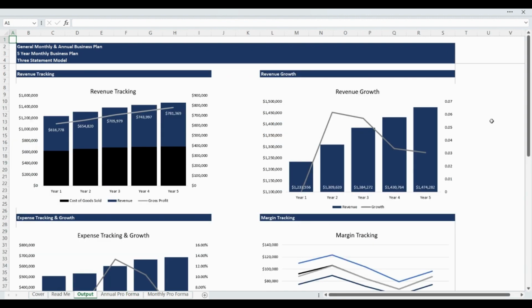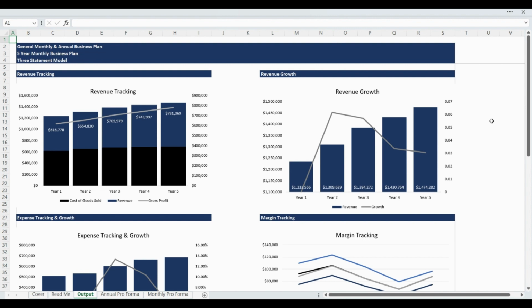The Output tab contains the high-level reporting output of the business plan and is preformatted to be printed or saved as a PDF. This output will make a great exhibit to a business plan and will be useful in sharing with investors, lenders, and other stakeholders.